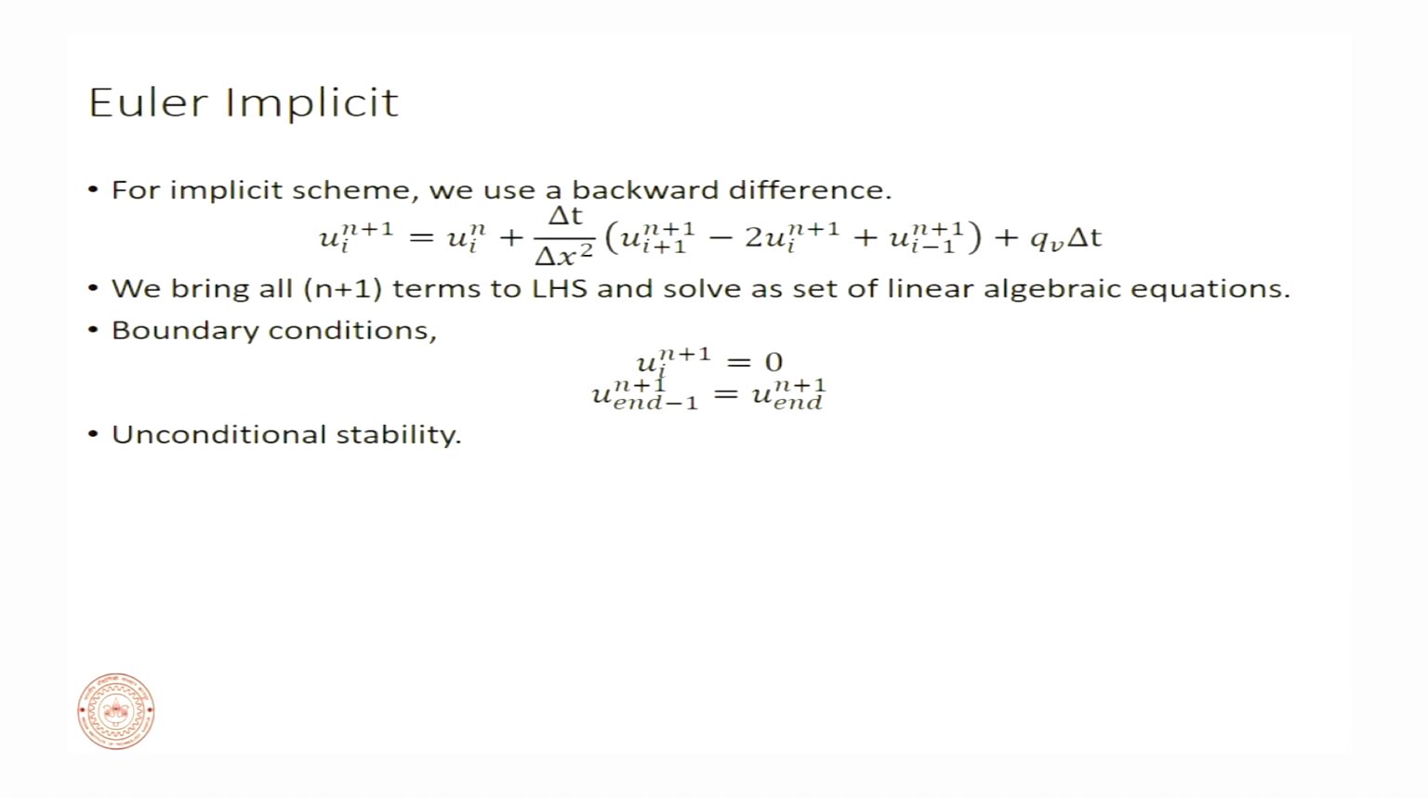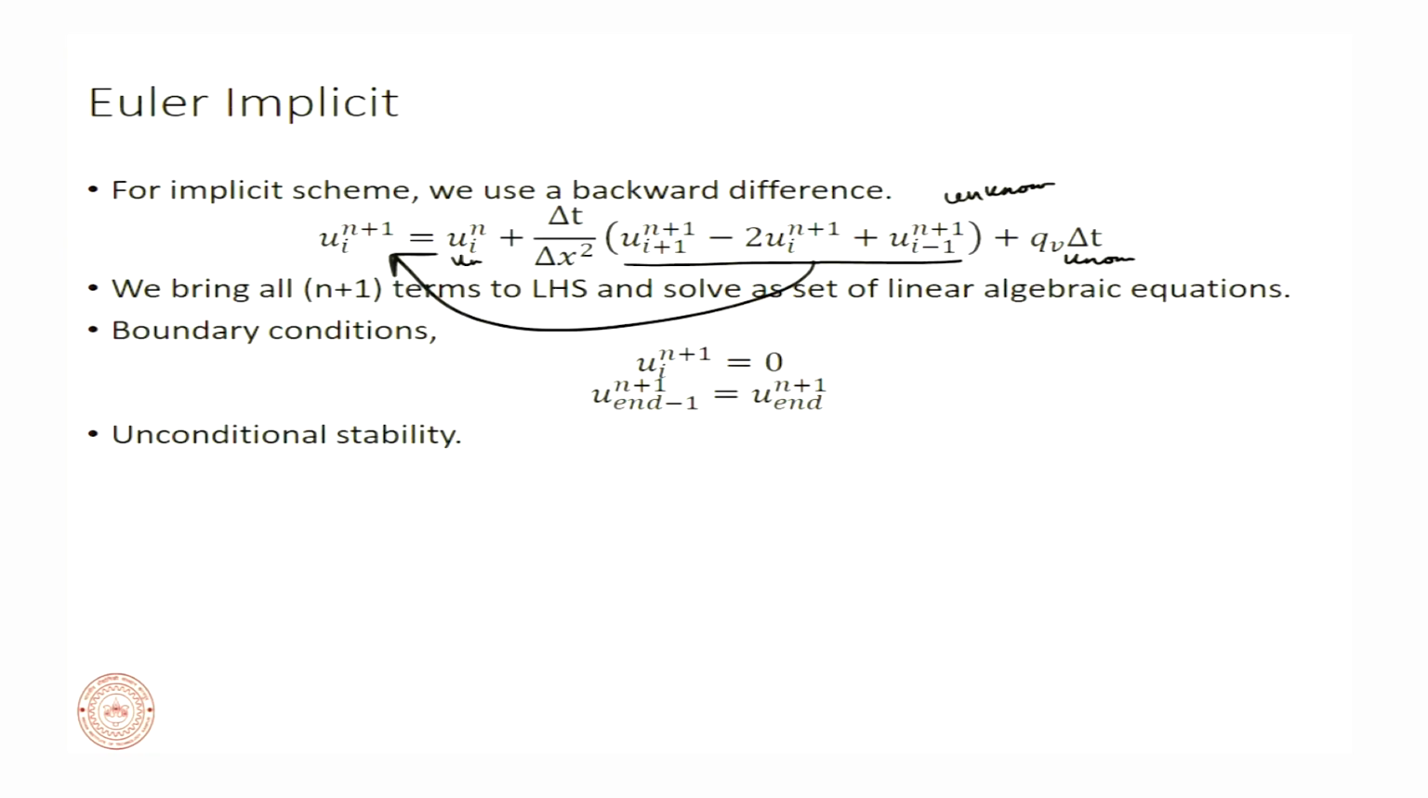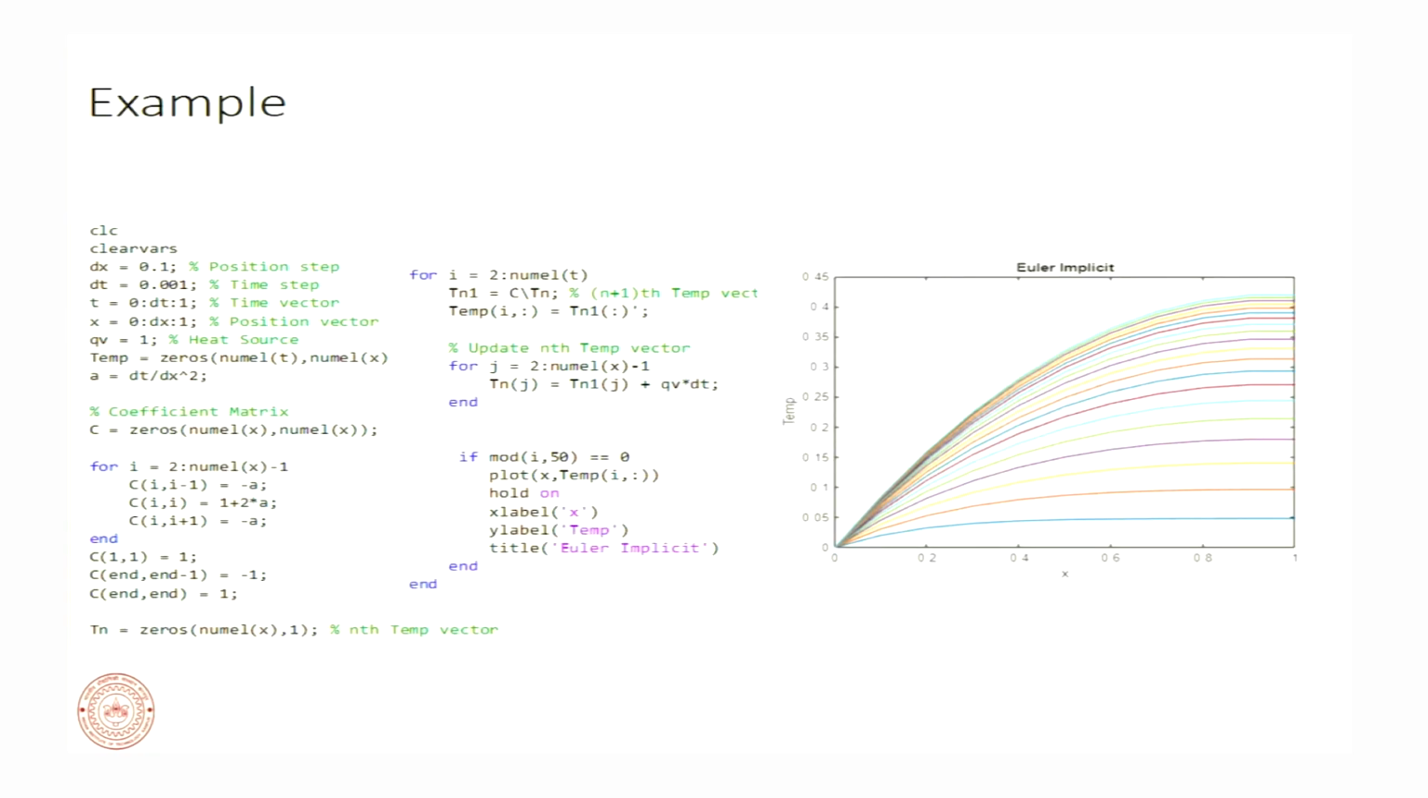In the implicit case, the only thing is that everything on the right hand side is unknown on this term. This is known and this is known. So, you will bring this term to the left and then we will solve. We will again set up a matrix. This is called a tridiagonal matrix. We will set up a matrix containing your u n plus 1, I plus 1, I and I minus 1th term, and then we will try to converge. Again, this is unconditionally stable. We will just skip over this slide.